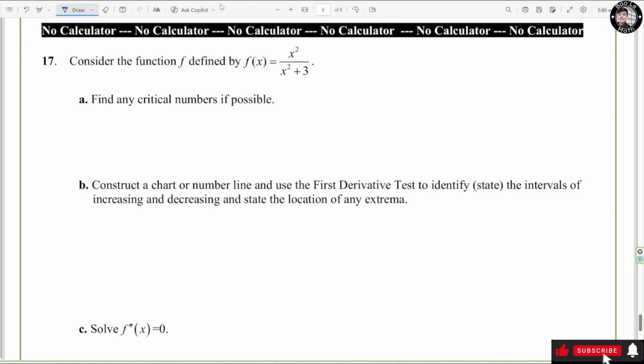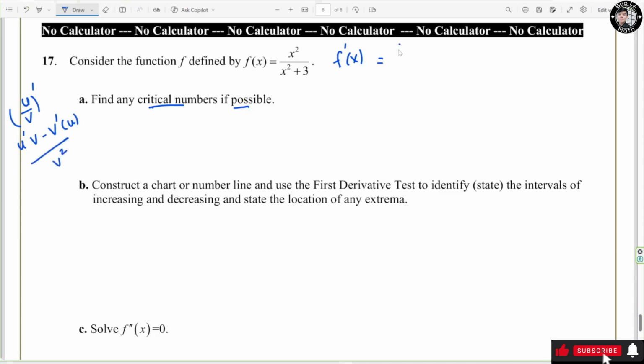Now let's move on to question 17. Consider the function f of s equals s squared over s squared plus 3. Question A. Find any critical numbers if possible. So in order to find the critical numbers, we need to find the first derivative, right? So we have f prime of s equals. Now we're going to use the quotient rule, right? We have u over v prime. It's going to be u prime v minus v prime u over v squared, right?